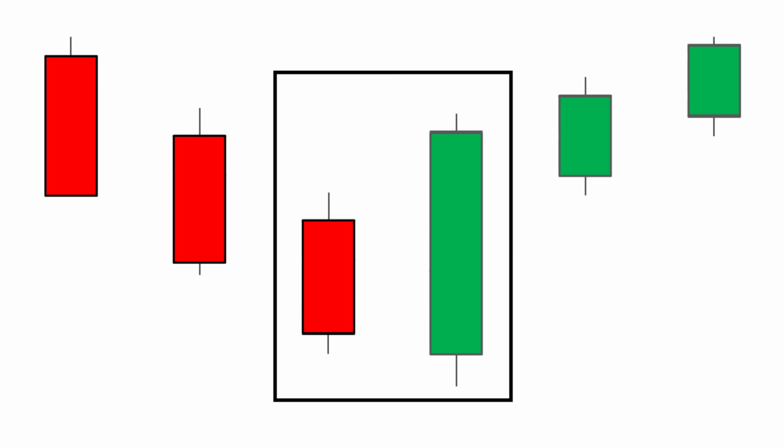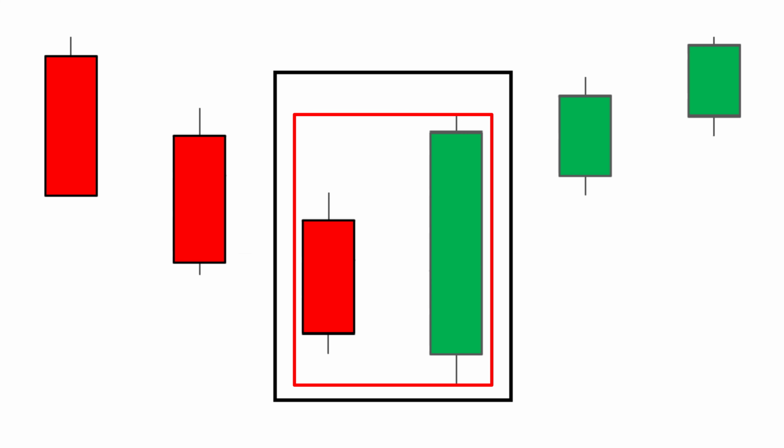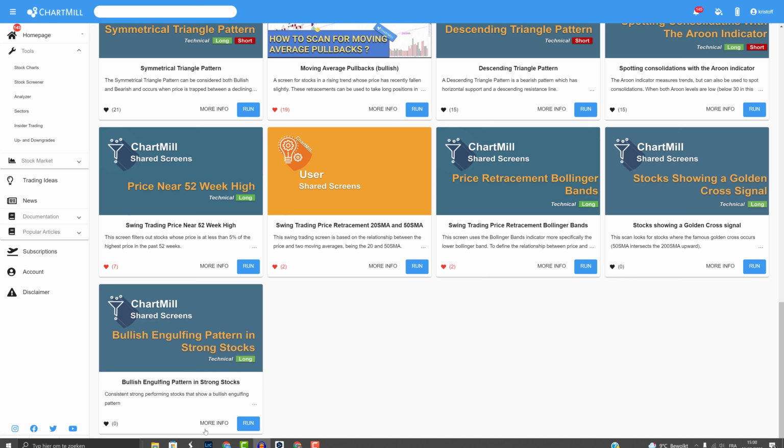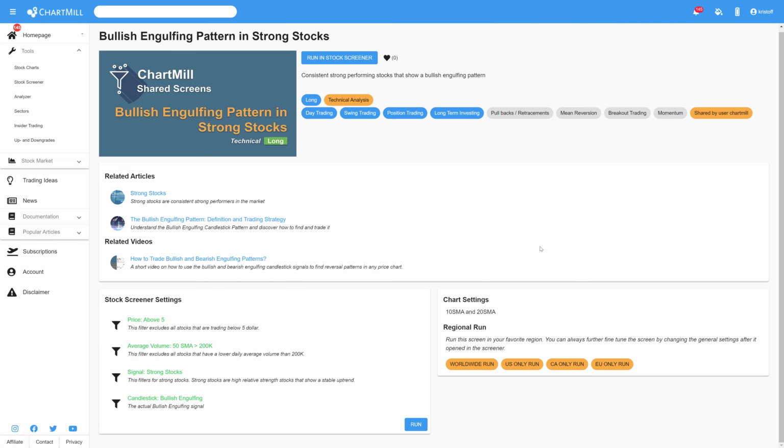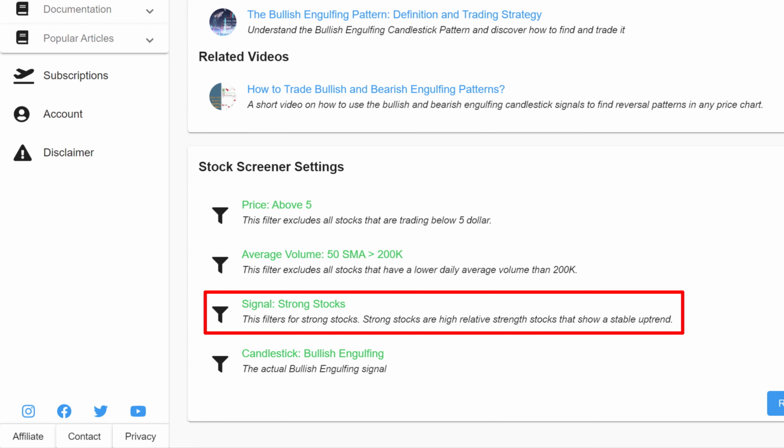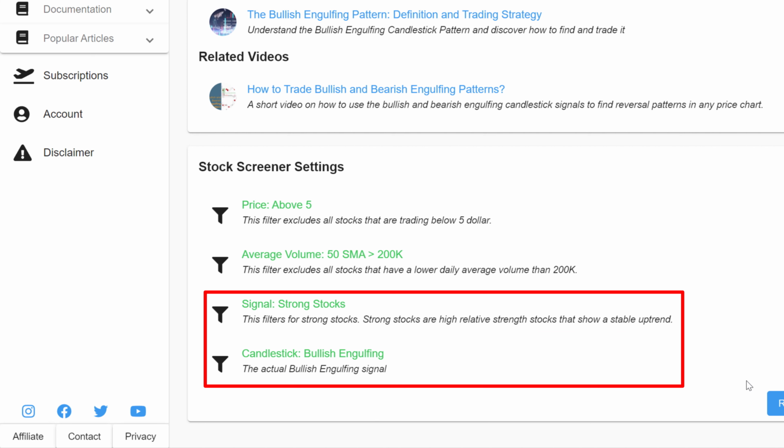The bullish engulfing pattern occurs when a negative, relatively small candle is followed by a large positive candle in which the body of the second candle completely surrounds the body of the first candle, or even the entire candle. Strong stocks refer to stocks with a high relative strength. The higher the relative strength, the stronger the stock in question outperforms the market. The screen will thus select strong stocks in a stable uptrend and a bullish engulfing pattern.